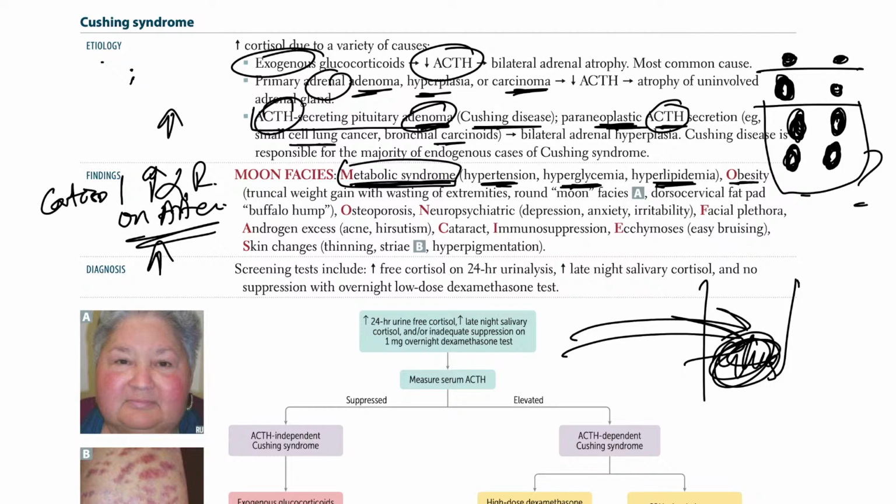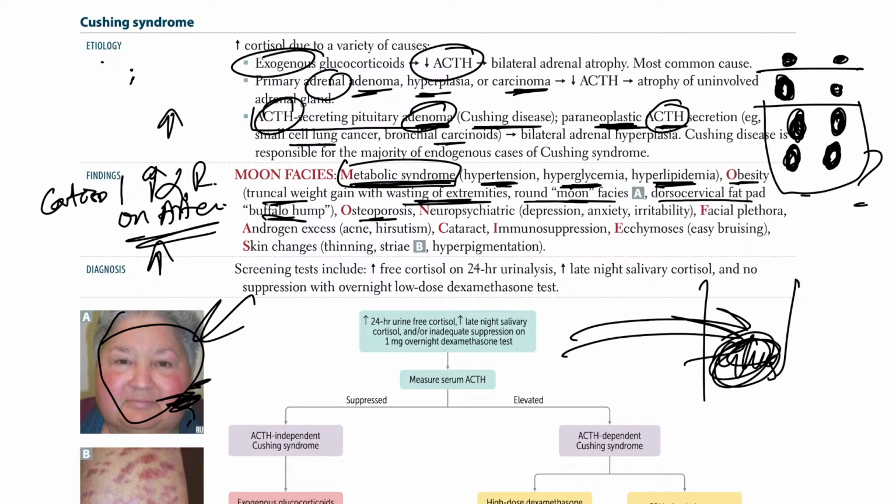Then you have obesity, truncal weight gain with wasting of extremities. Okay, round moon faces. In picture A, you can see round moon faces, and dorsal cervical fat pad on the back side. You will have dorsal cervical fat pad on the neck, which is called a buffalo hump. Okay, that is going to be there.